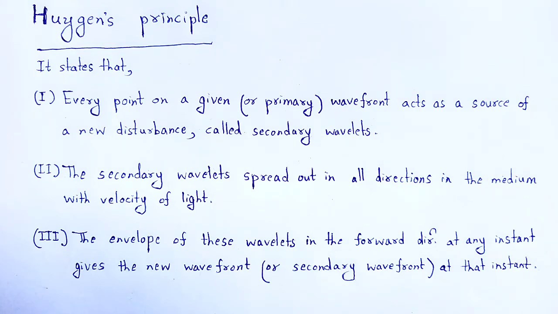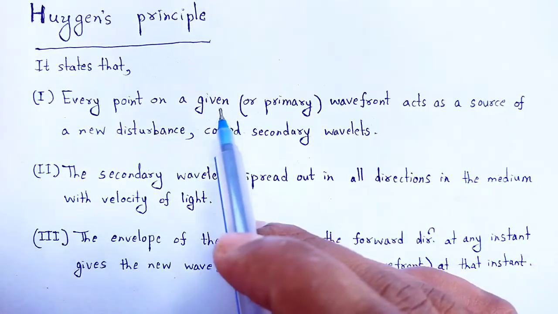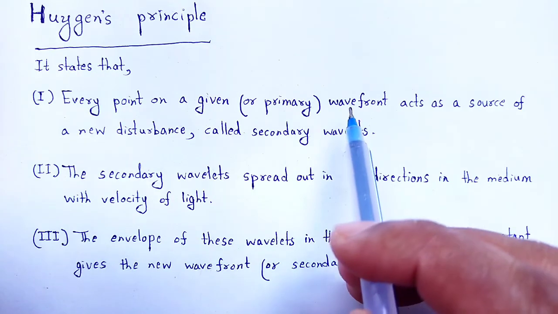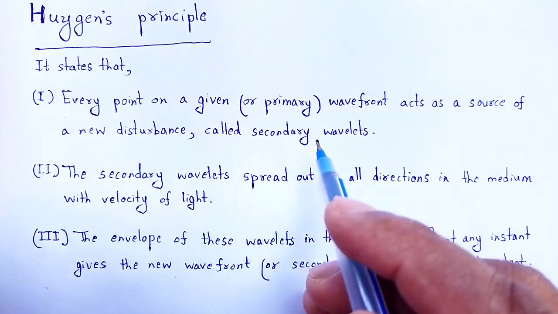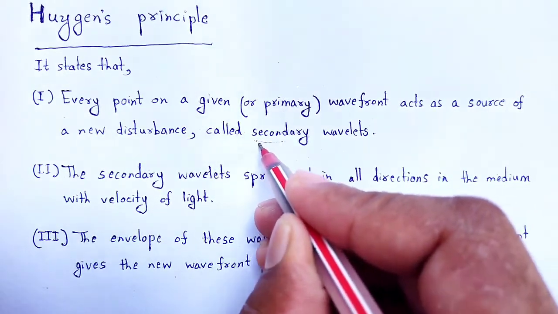Huygens' principle of wave propagation is a geometrical method of finding the shape and position of a wavefront at some instant, and at some later instant also. According to Huygens' principle, every point on a given wavefront, which we treat as the primary wavefront, acts as a source of new disturbance. That new disturbance is named the secondary wavelet.